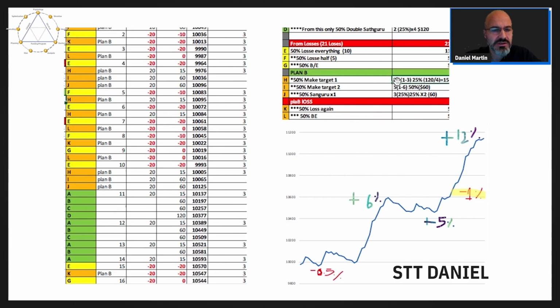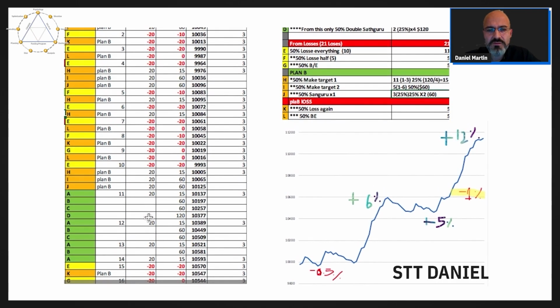So we got 11 losses here. We got 5 fully lost again, we got the plan B again lost, we don't take another trade in the opposite direction, and we got a break even on 5 of them. From the 11s, we managed to get 5 of them to target 2, which is actually 1 to 6, and then we got a 1 side guru on 3 of them. So that is the conclusion, the summary for these numbers.